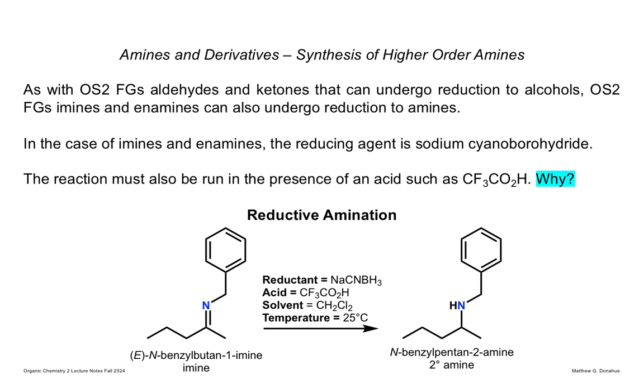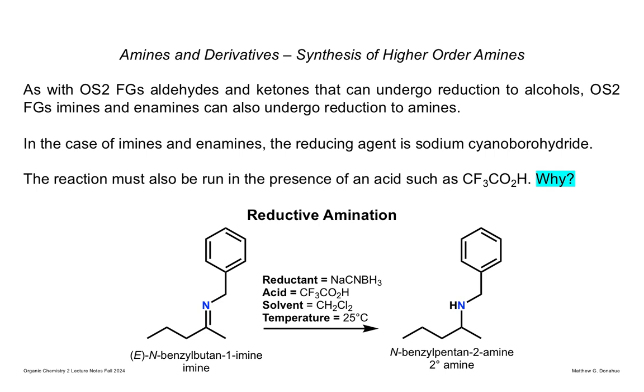So imines and enamines both have double bonds, and we've seen already we can add hydrogen to double bonds. So reductive amination is a way of taking a carbonyl plus some sort of amine. You generate an enamine or an imine, and then you can reduce that, and you're going to get a higher order amine from what you started with.